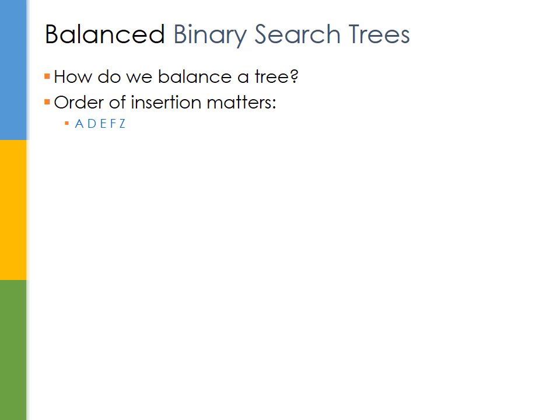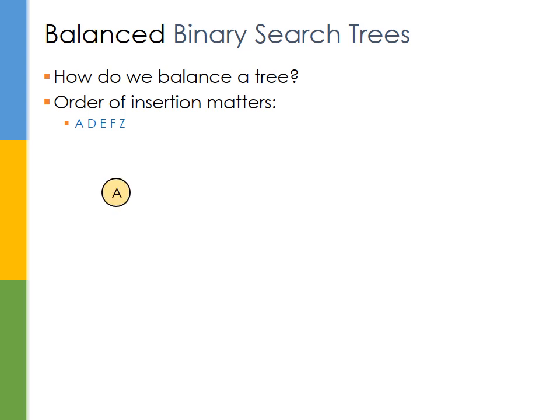So the question that now arises is, how do we get a balanced tree? The order of insertion of values into a binary search tree matters. So let's assume that we are inserting these characters in this order. We have A followed by D, followed by E, followed by F, and then finally Z. Let's look at how this insertion would work in our binary tree structure.